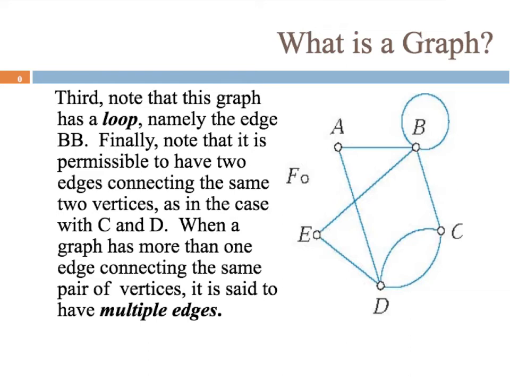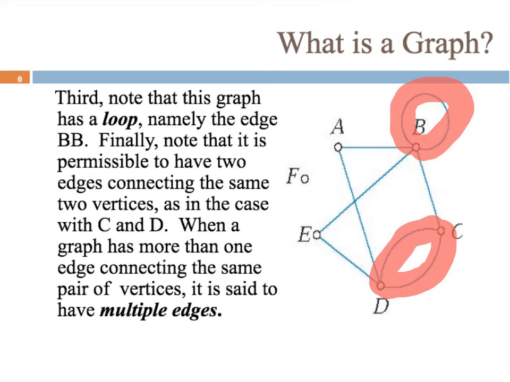Third, note that this graph has a loop named BB, and we've already talked about that here, and I'll illustrate that once again. B ends back at B, that's what we call BB. It is permissible to have two edges connecting the same two vertices, as in the case with CD. We already looked at that a couple slides ago. So CD and CD here, that is okay. When a graph has more than one edge connecting the same pair of vertices, it is said to have multiple edges. Pretty straightforward.